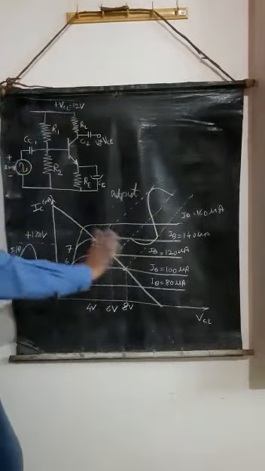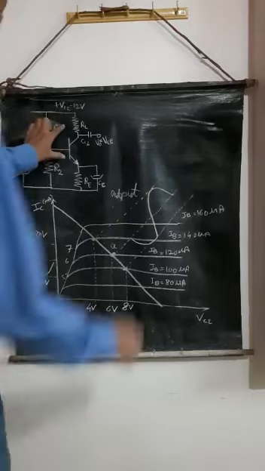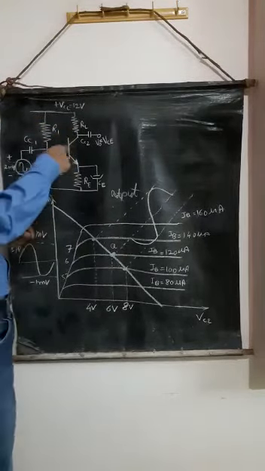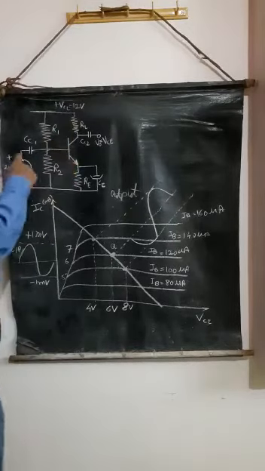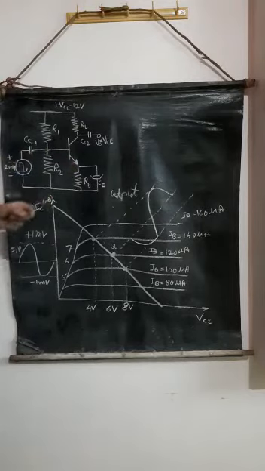Now we will see the circuit description. In the amplifier circuit, the transistor is an active device which amplifies the signal by amplifying the current.